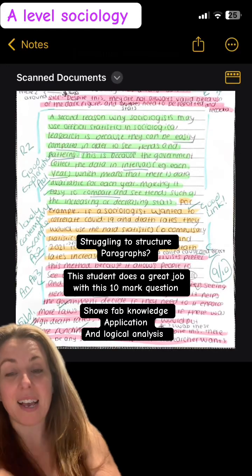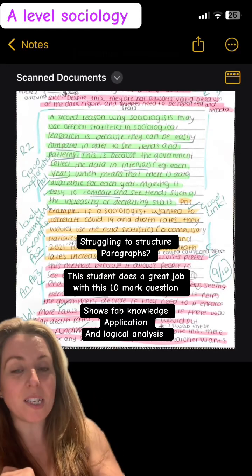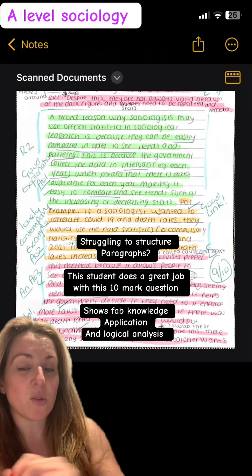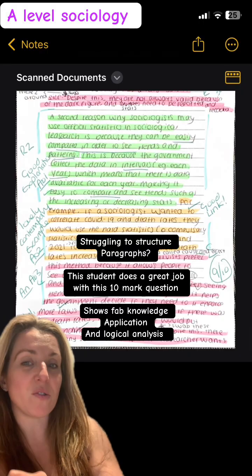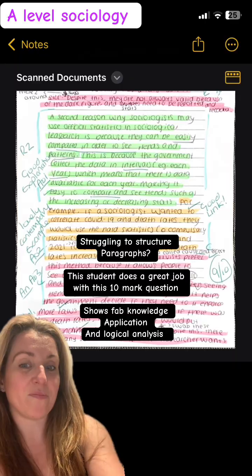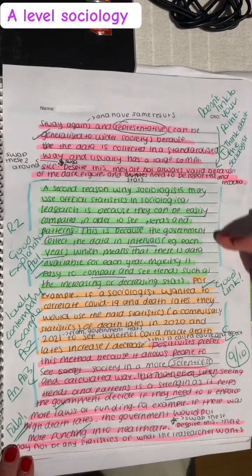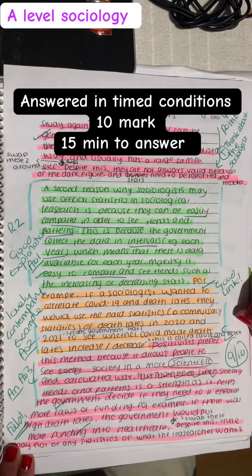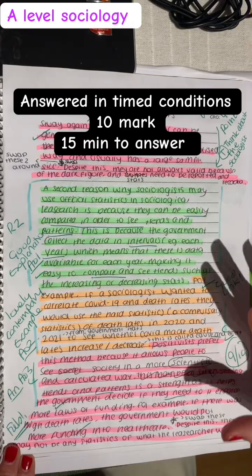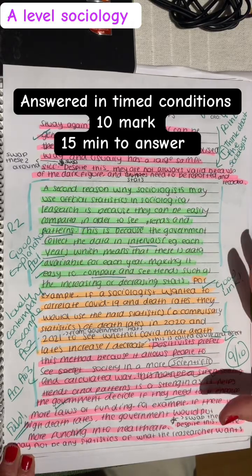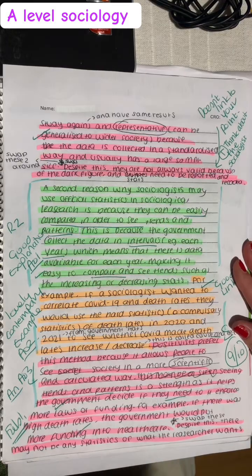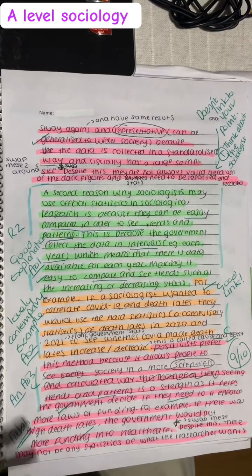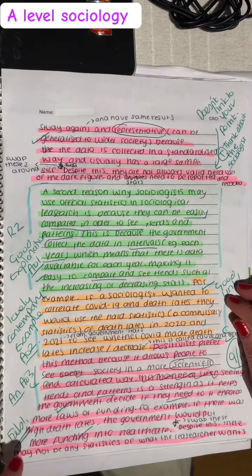Here is a fantastic student paragraph from 2024 Paper 3, where it's asking you to outline and explain two reasons why sociologists choose to use official statistics in their research. Visually, I'm just going to show you one paragraph, but it's a clear, chunky paragraph. The student did it in time conditions, so they only had 15 minutes to answer this 10-mark question. I get the students to highlight the AO1, the AO2, the AO3, so they can logically see where they're getting the marks.